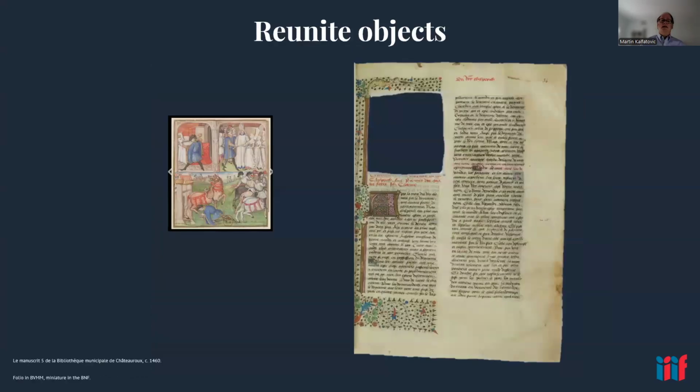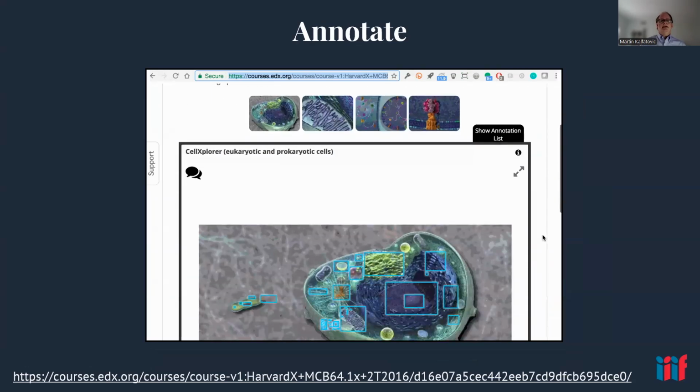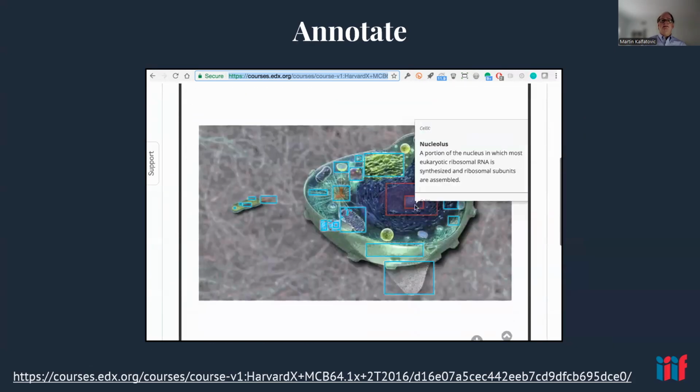You can also reunify images, as in this example from a French manuscript where the illuminations were removed from this manuscript and are housed in a different institution. IIIF enables you to recreate the original image. You can also do extensive annotations of documents. So in this case, we can see how we are taking portions of an image and annotating various regions.